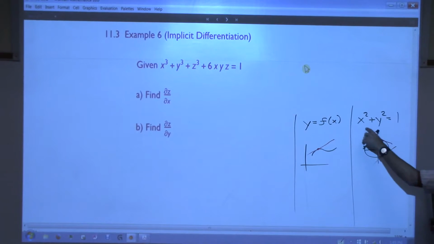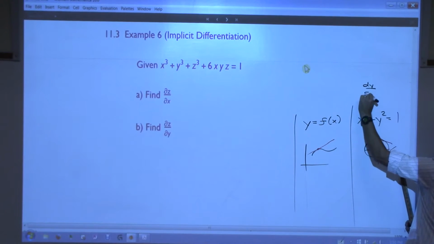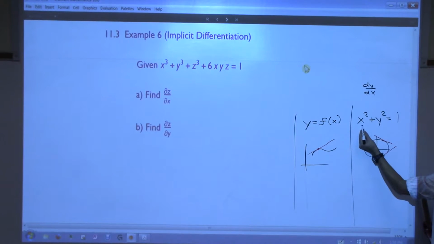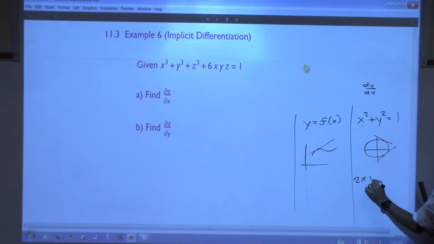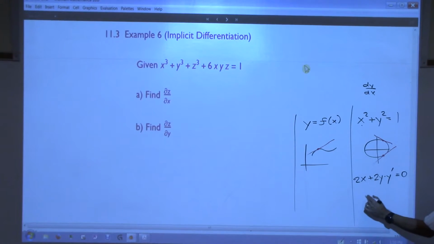Can anyone tell me what the derivative of this is implicitly with respect to x? So what's the derivative of y with respect to x here? What would we do? Derivative of this is 2x. Very careful here. What's the derivative of y squared? 2y. 2y, y prime, or dy dx, depending on your instructor. I'm going to say y prime. And then equals derivative of 1, which is 0. And then you move things around. 2y, y prime equals negative 2x. You divide through by 2y.